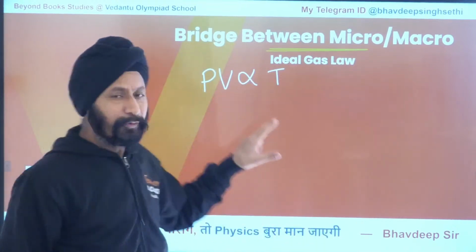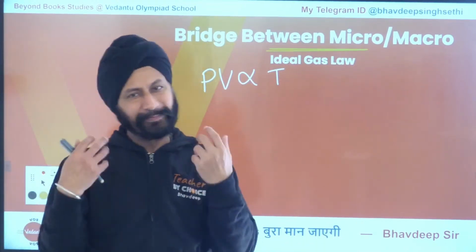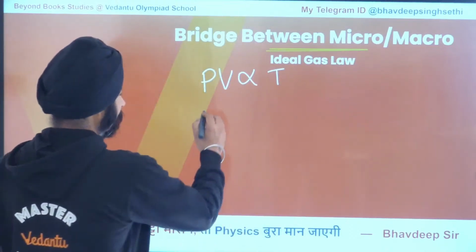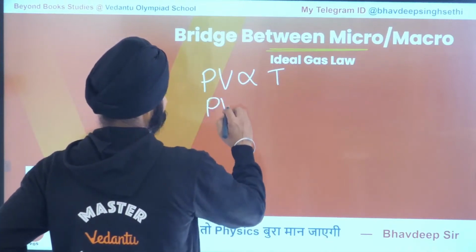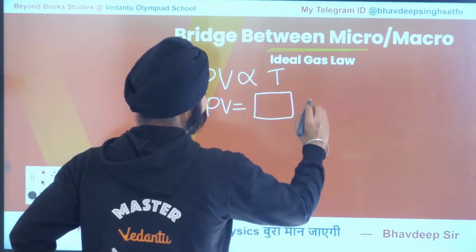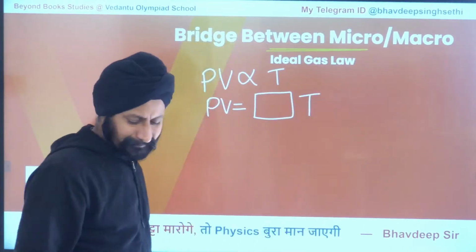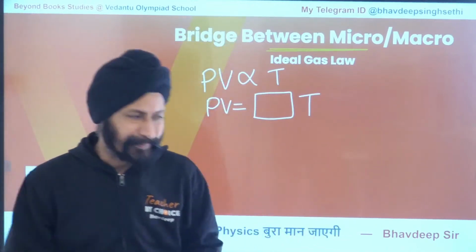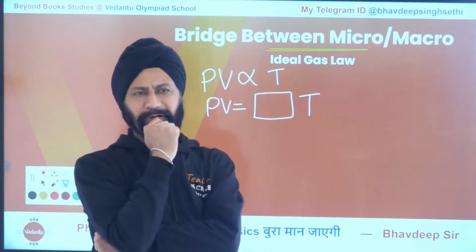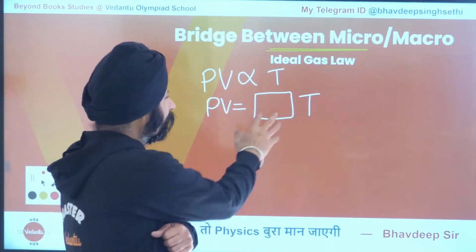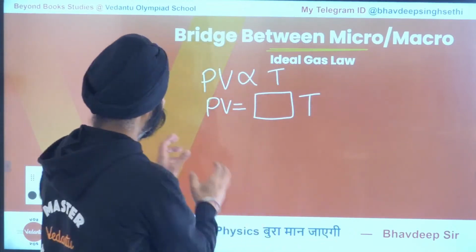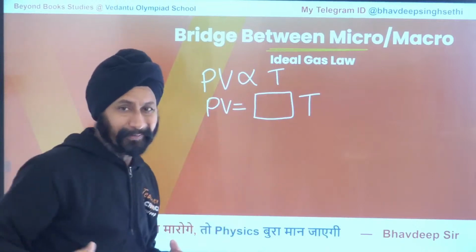If you have to remove this proportionality and bring in some constant to make it an equality, you would write PV is equal to some constant, let's say we don't know it, times the temperature. So that's coming from experiments. Now, if you just sit down at the table and give a thought to it, what would that value depend on? Given a particular temperature, what will this product depend on?